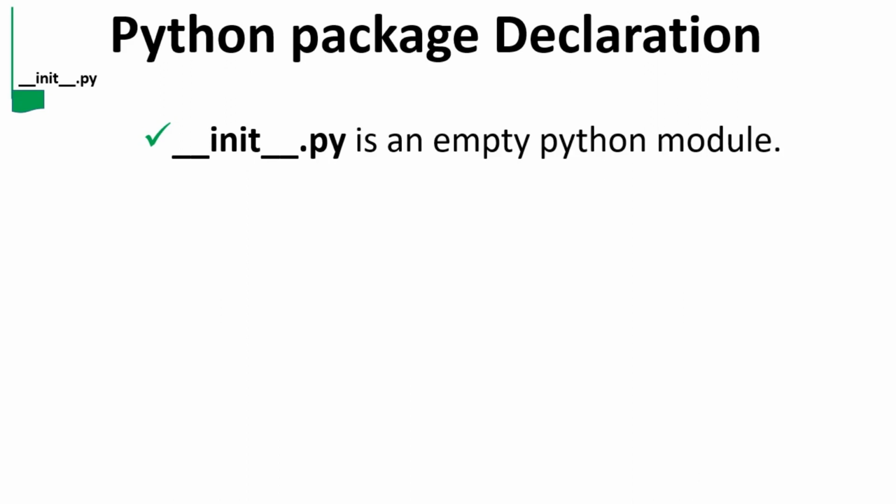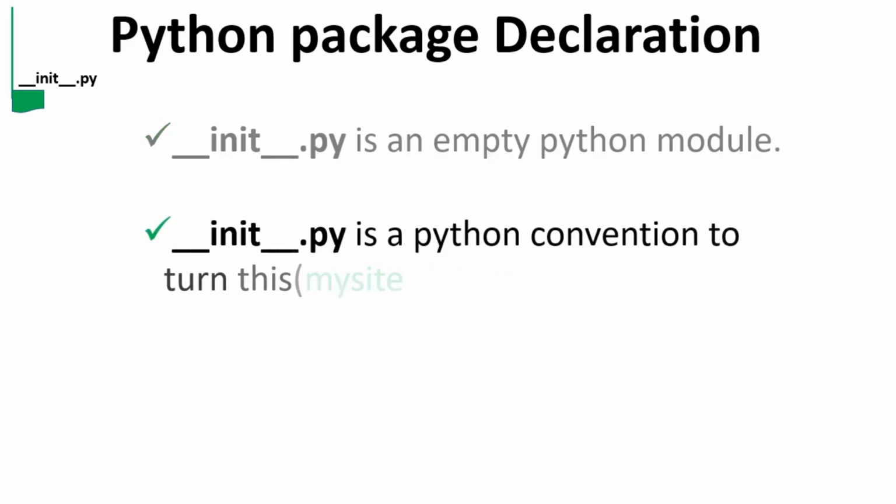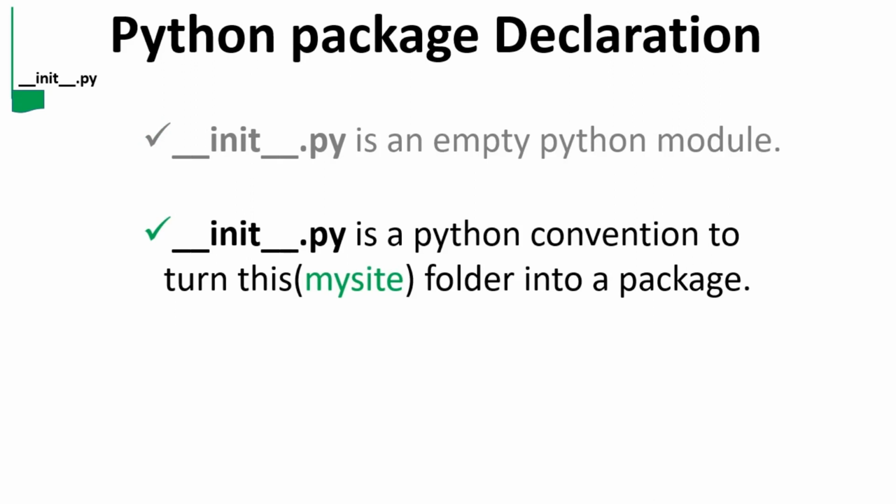The __init__.py module is actually a Python convention that will turn this folder, which in our case is my site, into a package. Understand that there are modules and packages. The double underscore init double underscore py module turns the my site project folder, or whatever folder you are creating, including app modules themselves, into packages.